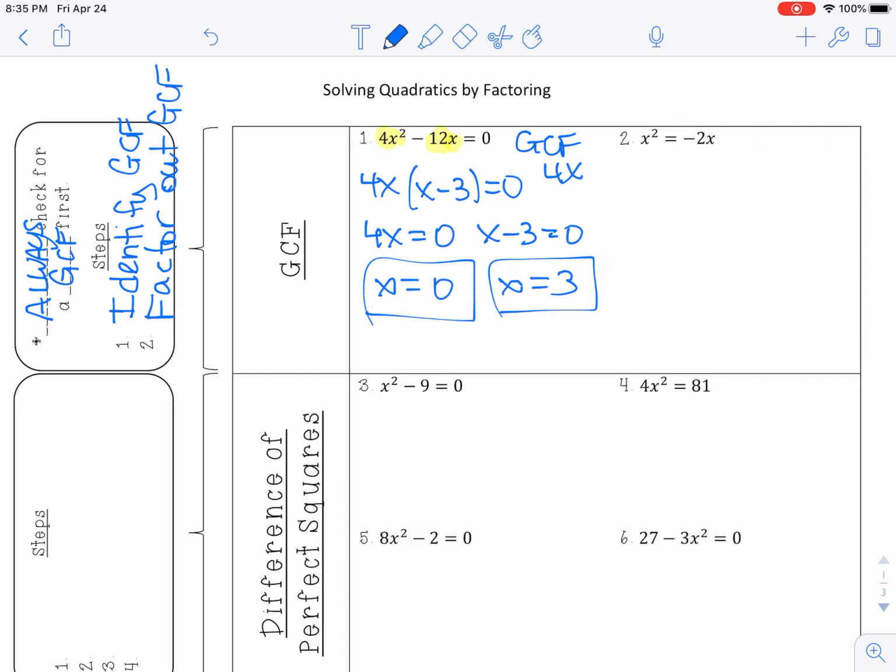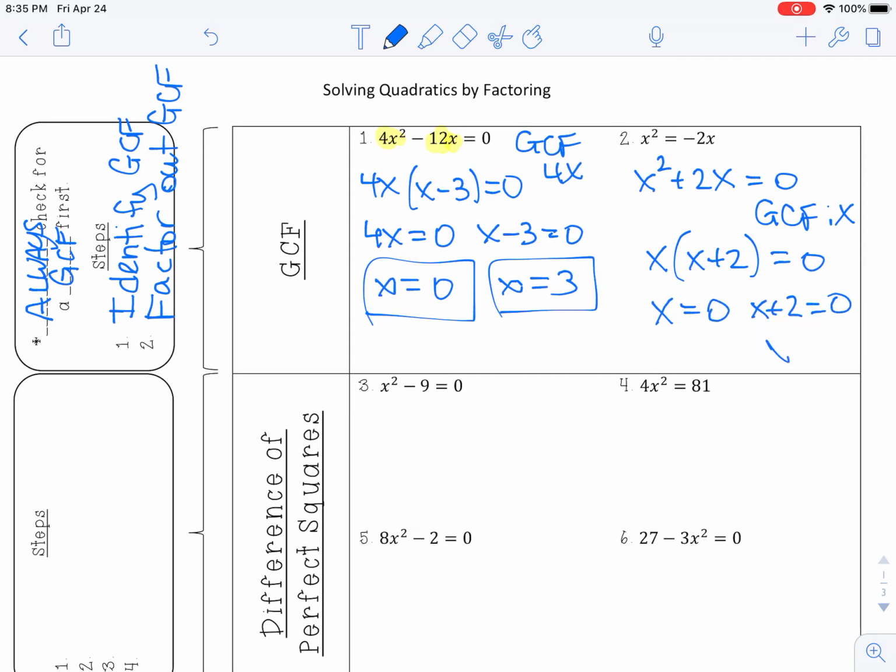So in the second example, we have x squared equals negative 2x. The first thing before you can even factor out anything is to put everything on one side by adding 2x. Now identify your GCF, which is x. Factor that out. And then set each factor equal to 0. So you get 0 and negative 2.